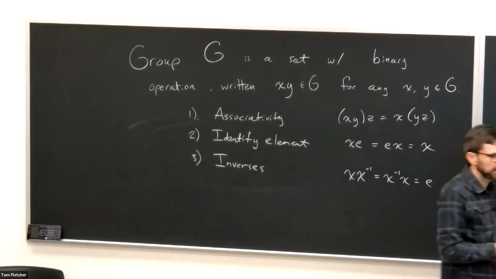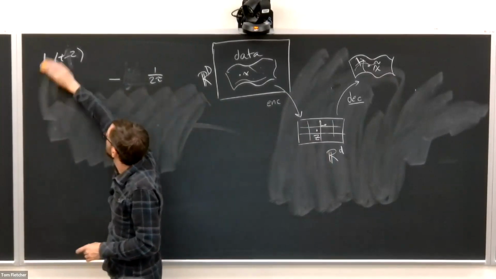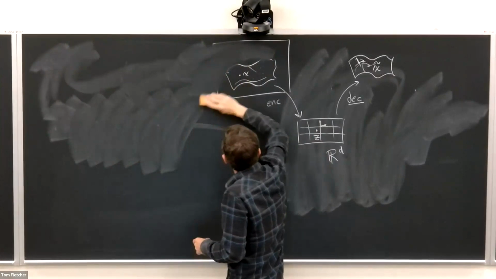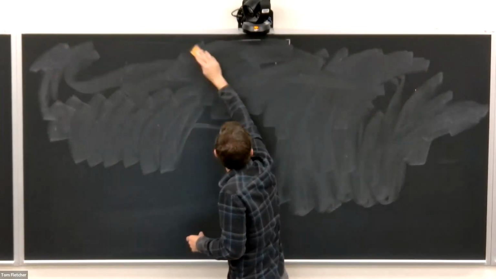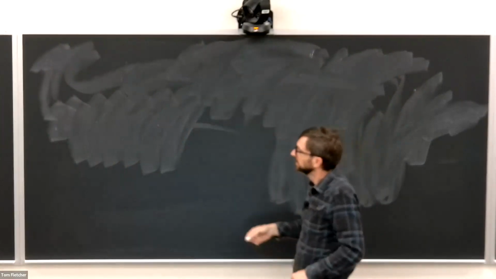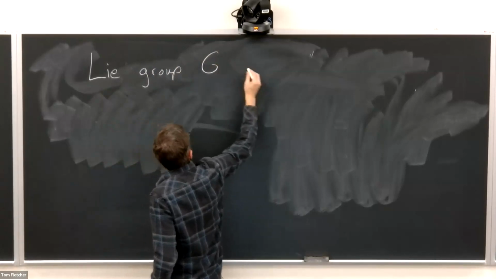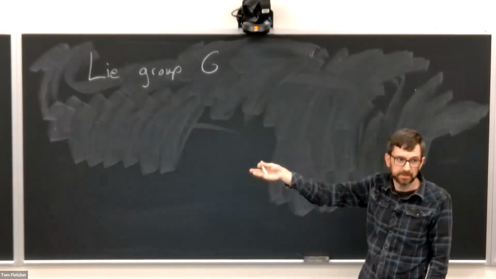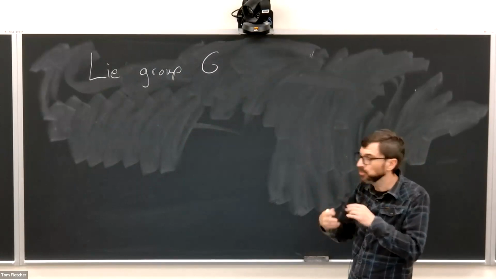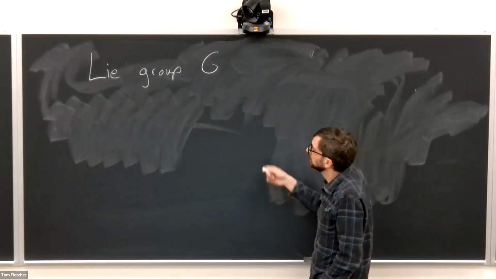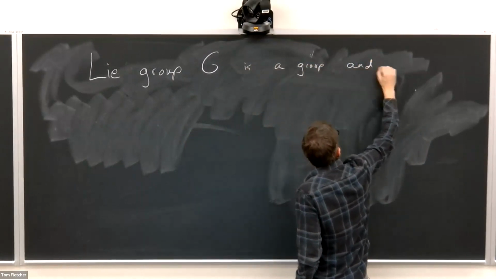And then at the very end of the lecture, we introduced Lie groups. That's where we'll pick up. A Lie group is a group, but it's also a manifold, such that the group operation, the algebra of the group, works nicely with the differentiable structure of the manifold. So a Lie group G is a group and a smooth manifold.